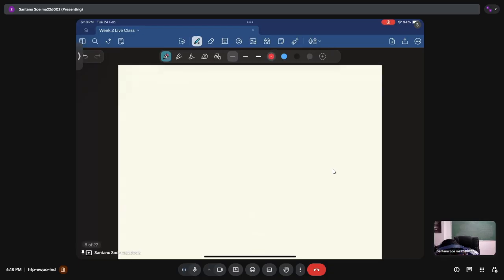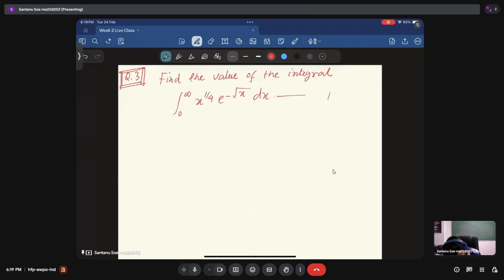So this is going to be question number 3. Okay, so the question is given like this: find the value of the integral from zero to infinity of x to the power 1 by 4 e to the power minus square root of x dx. Okay, so let me call it as 1.